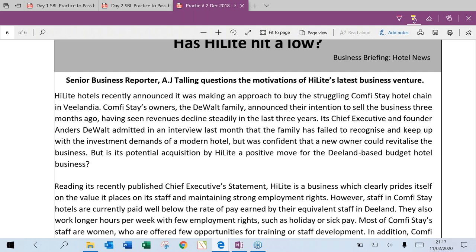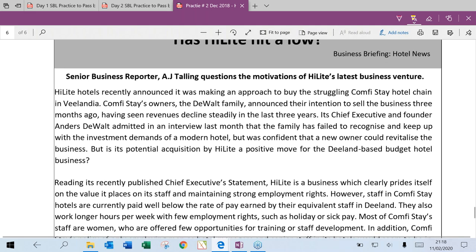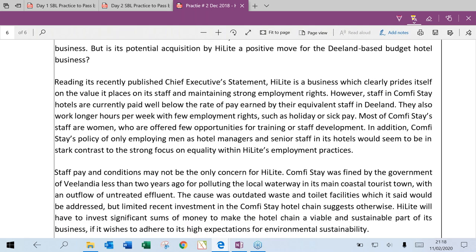So I don't see any negative points so far. He's just asking a question. Reading its recently published chief executive statement, Highlight is a business which clearly prides itself on the value it places on its staff and maintaining strong employment rights. That's correct. However, staff in Comfy Stay hotels are currently paid well below the rate of pay earned by their equivalent staff in Dlan.